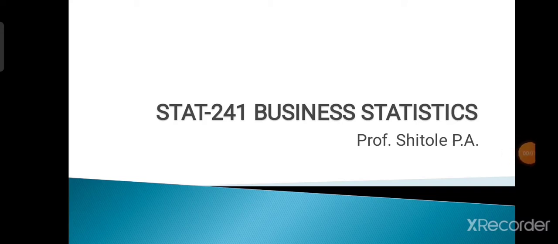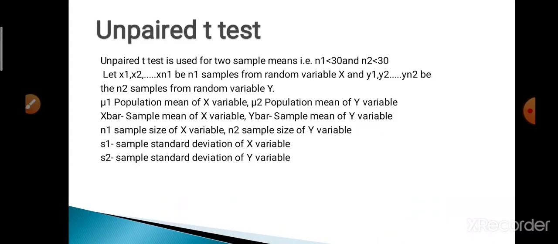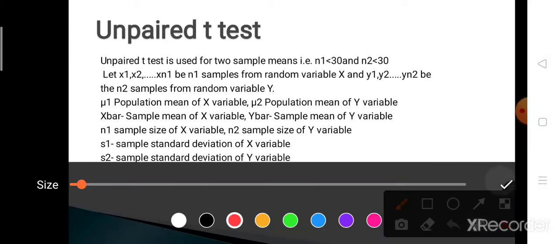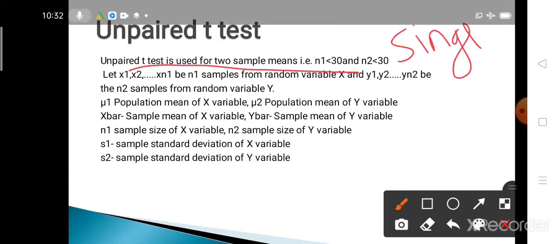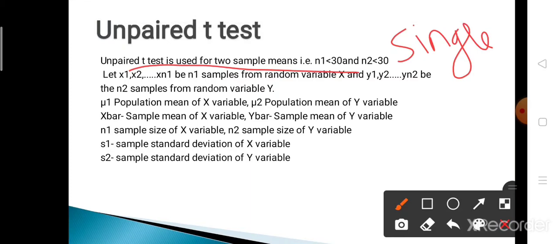Hello everyone. Today we are going to learn the next test in testing of hypothesis, named the unpaired t-test. Unpaired t-test is used for two sample means. That means it is used to test the population mean for two samples. But the z-test and student t-test are used for testing the population mean for a single sample. But here the unpaired t-test is used for testing two sample means.